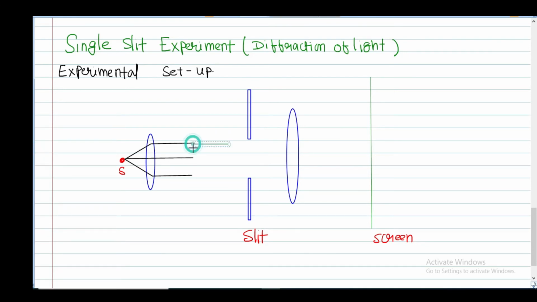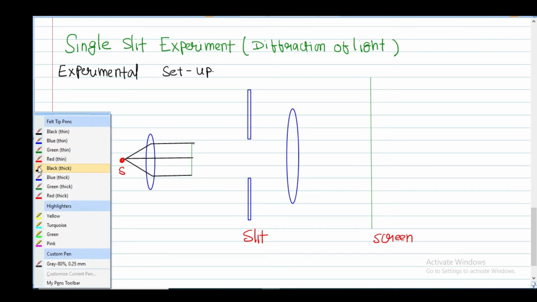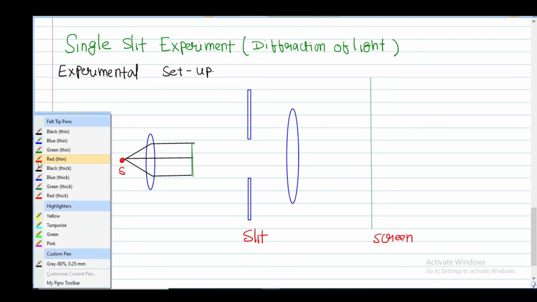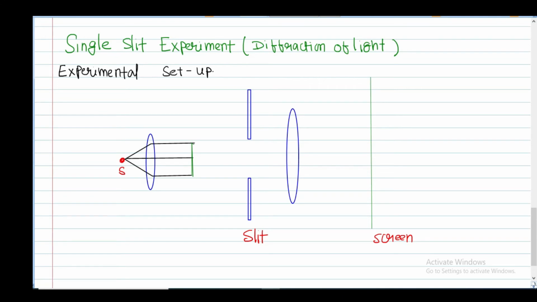Here you will get the plane wavefront because all the particles of the light waves are vibrating in the same phase, and from the parallel light waves you will get the plane wavefront. This is your plane wavefront. These are the light rays which are coming from this source, and finally they will be incident on the slit.